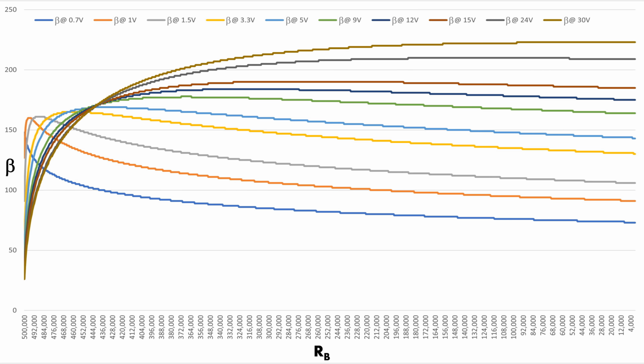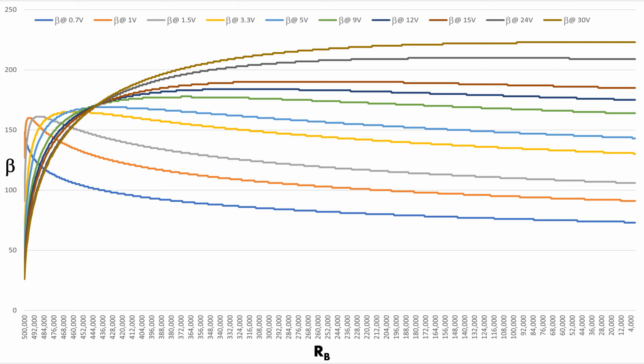Now, let us get back to interpreting this graph. On the horizontal axis are the values of the base current limiting resistor, starting from 500 kiloohms down to 4000 ohms. On the vertical axis are values for beta. Each value is obtained by dividing the measured collector and base current, for each combination of VCC and RB. Different color lines represent the value of beta at different VCC voltages. Blue for 0.7 volts, orange for 1 volt, and so on. The legend is placed at the top of the graph, depicting beta for each value of VCC.